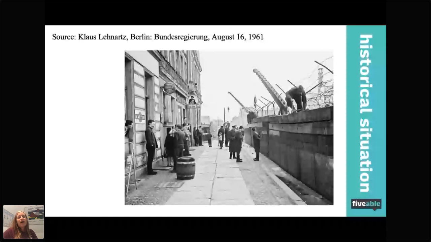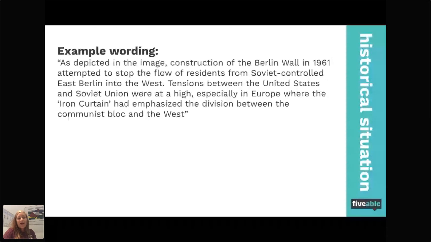So we know that this is a heightened time in the Cold War when there's a lot of distrust between East and West. We're not just seeing that invisible Iron Curtain, but now we're seeing a true barrier between Eastern Bloc and Western Bloc. So how could this look in an essay? As depicted in the image, construction of the Berlin Wall in 1961 attempted to stop the flow of residents from Soviet-controlled East Berlin into the West. Tensions between the United States and Soviet Union were at a high, especially in Europe, where the Iron Curtain had emphasized the division between the Communist bloc and the West.